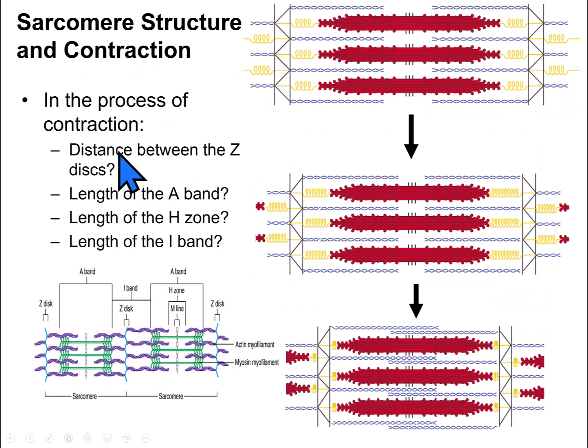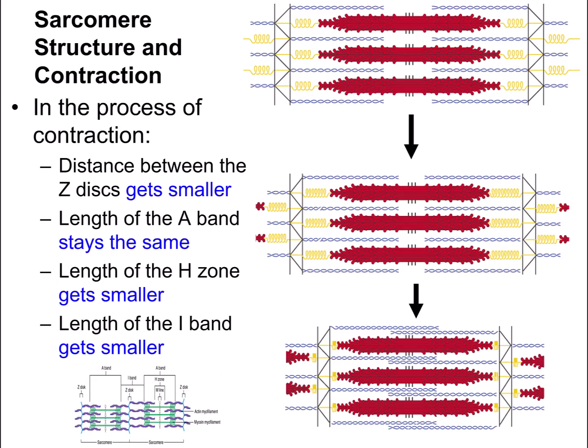In the process of contraction, the distance between Z discs gets what? And the length of the A band, what happens to that? And the length of the H zone, what happens to that? Length of the I band, what happens to that? Pause the video and answer these questions. And here are the answers.